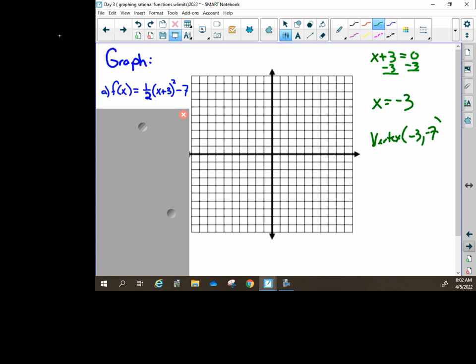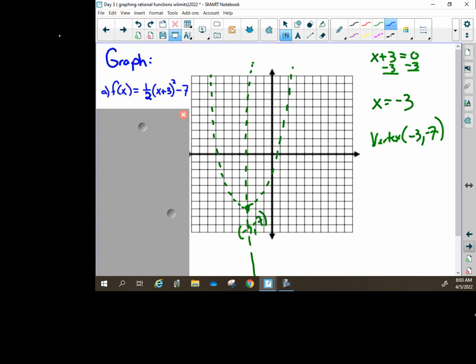Okay, so we have -3 over, we go 7 down. Okay, line of symmetry. How much is parent function. Now that's half, so you got a 50-50 guess. Is it going to be skinny or is it going to be wide? Is that a vertical stretch, compression, or horizontal stretch or compression? It's vertical.